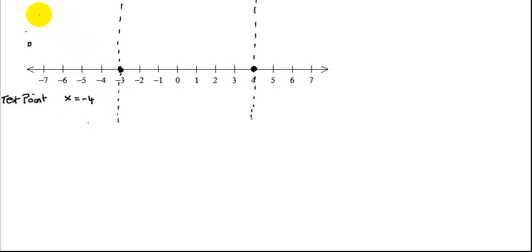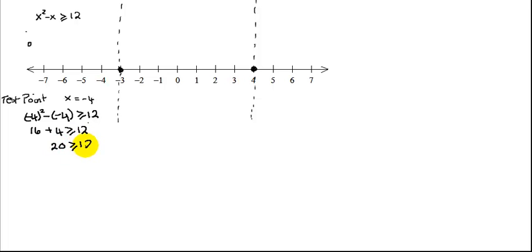And since I've scrolled up, we can't see the original inequality. It was x squared minus x is greater than or equal to 12. So now I'm going to plug negative 4 into my original inequality. So is negative 4 squared minus x, which is negative 4, greater than or equal to 12? I want to see if this is true or false. Negative 4 squared is 16 minus a negative 4, plus 4. Is that greater than or equal to 12? Is 20 greater than or equal to 12? Well, that is a true statement.